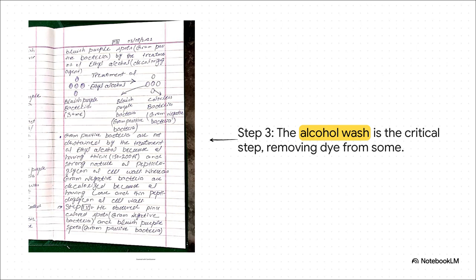And here we go. This is the big one, the moment of truth. The alcohol wash. This is where everything changes. You pour the alcohol on, and for some of the bacteria, it just washes that purple dye right out. Poof, they're colorless. But the others, they hang on to that purple for dear life. And just like that, you have two different groups.